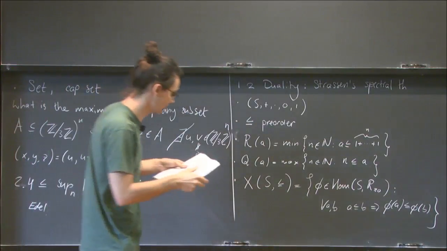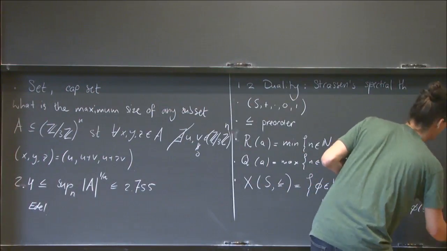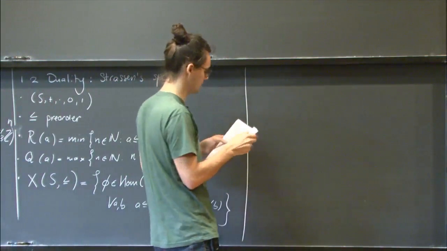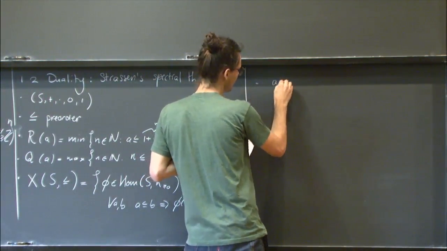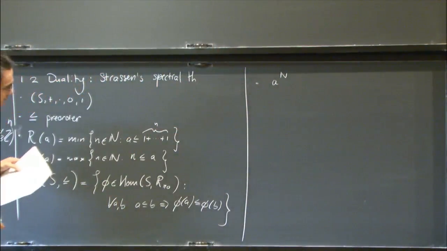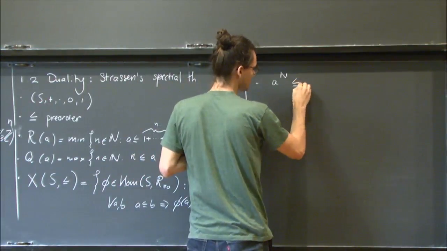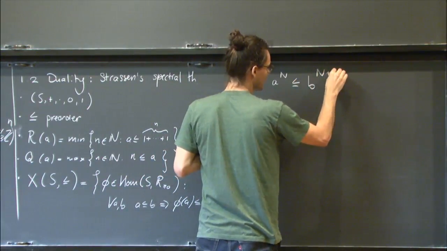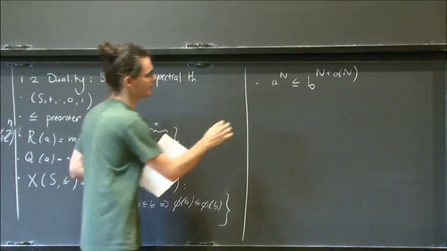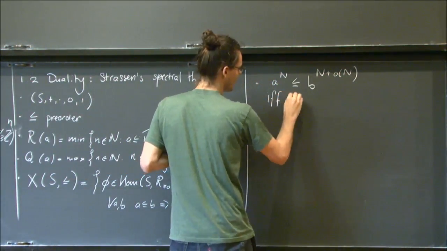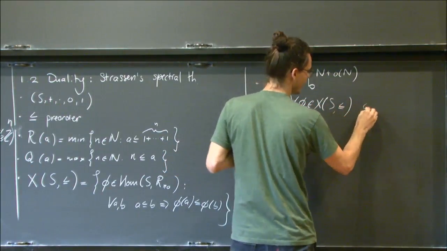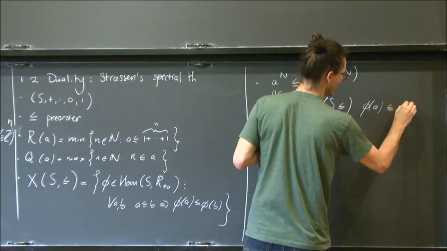And then there's Strassen's theorem, the duality theorem. It tells us three things, under some mild assumptions which we don't talk about now. You have this asymptotic notion of a preorder: A is smaller than B^n plus little o of n, if and only if for all phi in the asymptotic spectrum it holds that phi of A is smaller than phi of B.